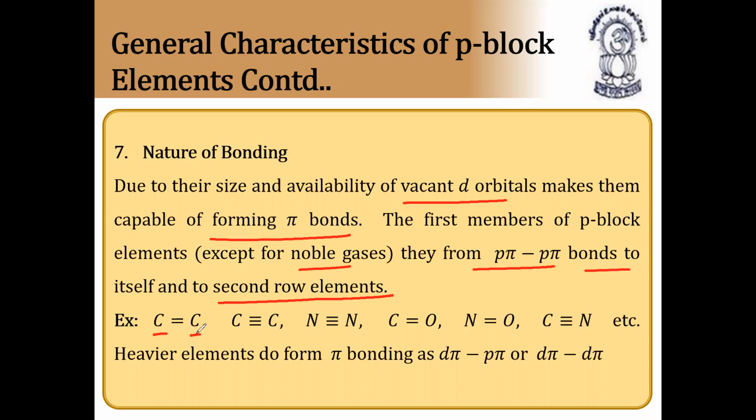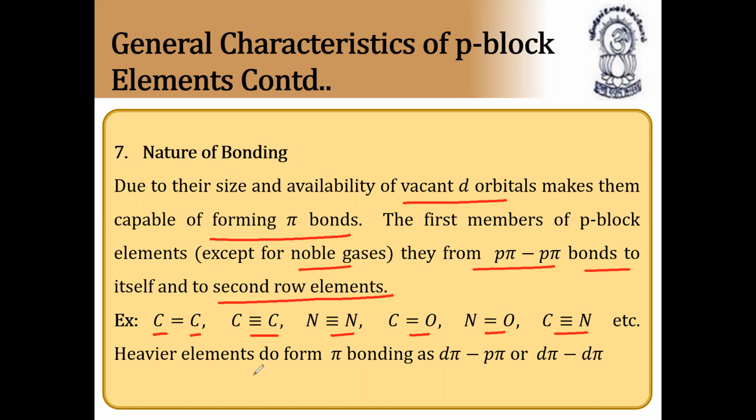So carbon carbon p pi double bond, C triple bond C, N triple bond N, C double bond O, N double bond O, C triple bond N. The first members of p block elements, except for noble gases, form p pi bonds because the p orbital of carbon combines with the p orbital of another carbon to form a pi bond. So that is why it is called p pi bonds. Similarly for nitrogen, carbon monoxide, nitrogen oxide, cyanide, etc.